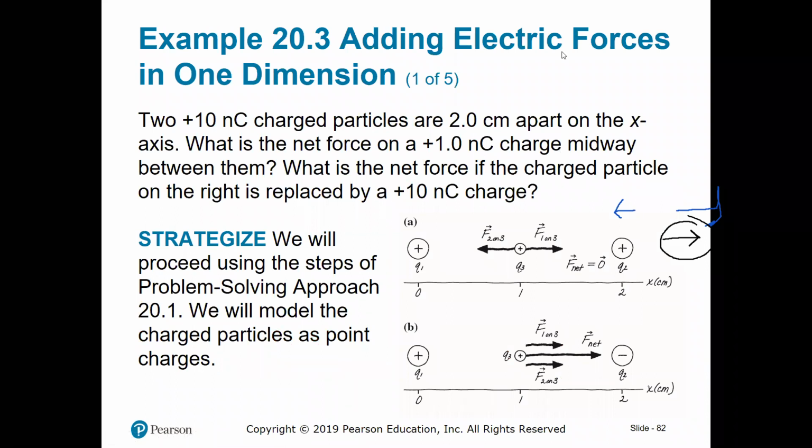Okay, so let's walk through this question. This is similar to the ones that we've looked at, except now we have real math, which is kind of nice. Just remember that this means 10 times 10 to the minus 9 coulombs. We're 2 centimeters apart, that's 10 to the minus 2 meters. We've got to use our SI units or else everything will be wrong.